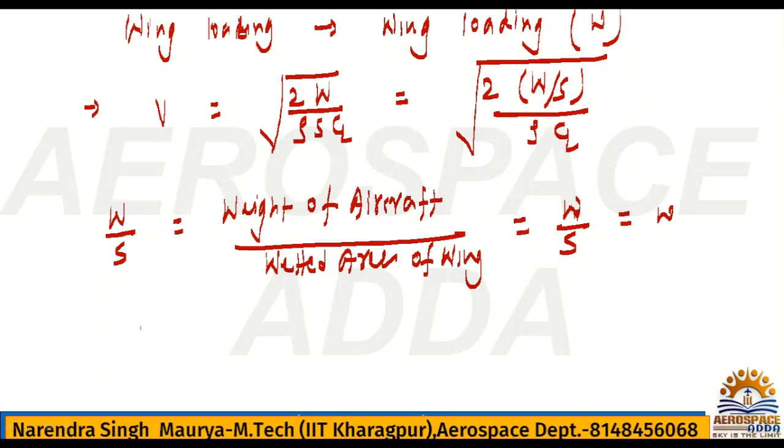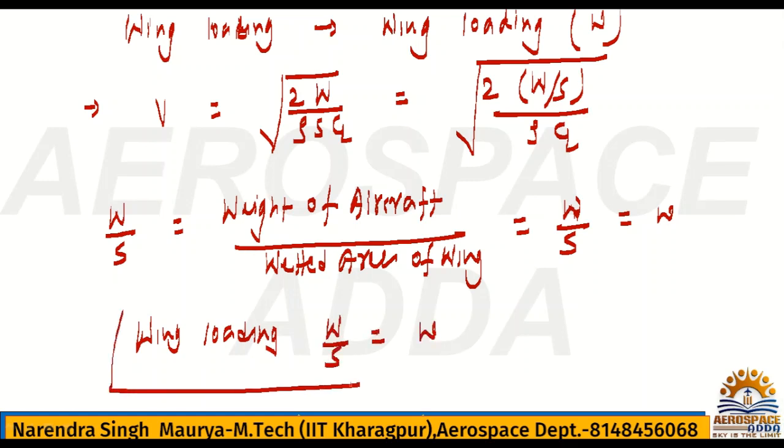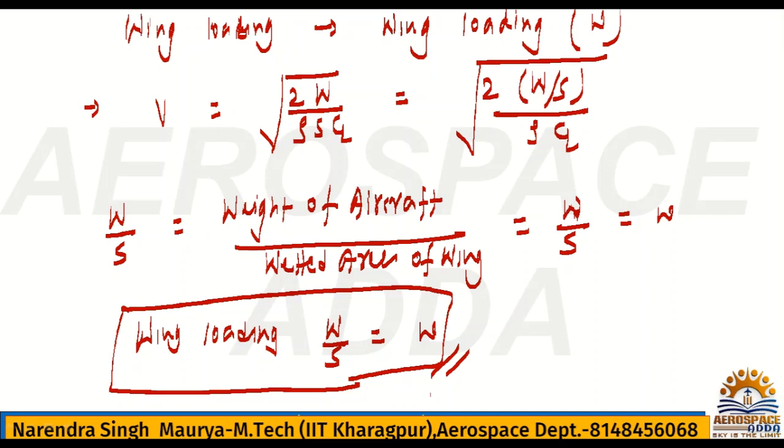Wing loading is nothing but W by S. It is denoted by small w. Hope you remember this. It's very simple but a very powerful thing. Why? Because in the examination they will say wing loading is this. What will be the unit? Weight unit is Newton, wing area is meter square, so Newton per meter square. In a problem they will give data like, the wing loading of the aircraft is, suppose, 7,200 Newton per meter square. So at that time you should know what wing loading is. Hope you understood.